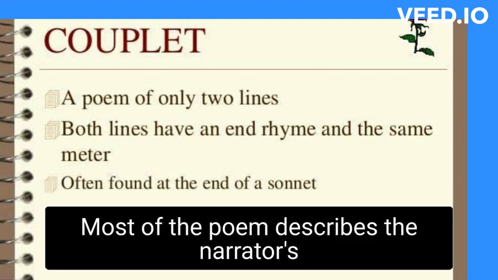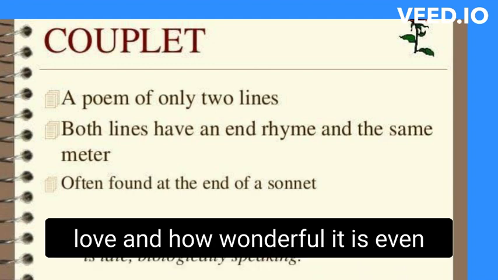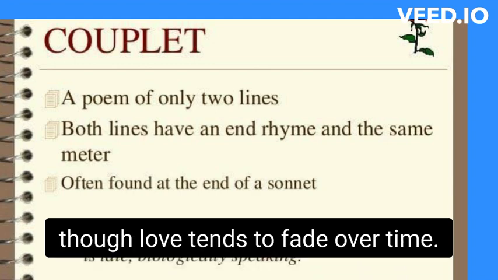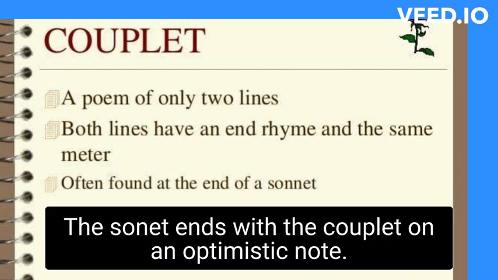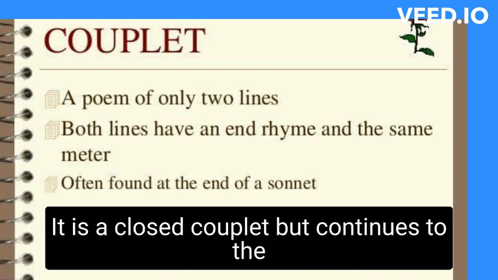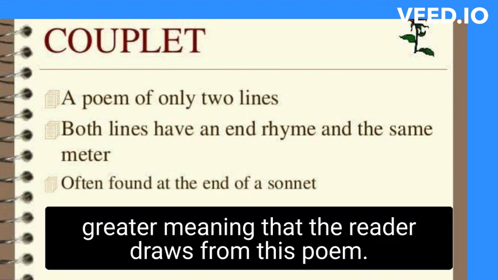Most of the poem describes the narrator's love and how wonderful it is, even though love tends to fade over time. The sonnet ends with a couplet on an optimistic note. It is a closed couplet but continues to the greater meaning that the reader draws from this poem.